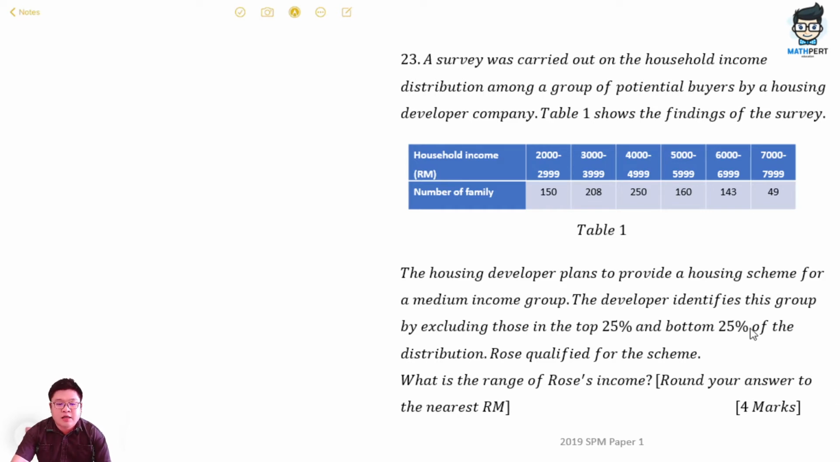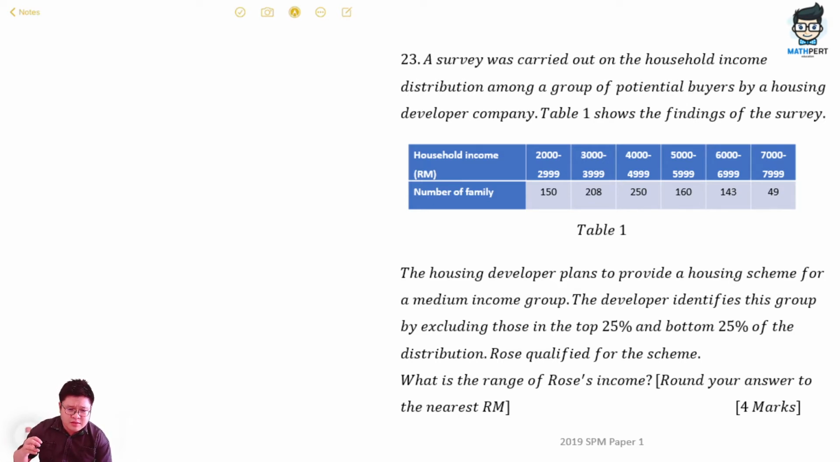Alright, first of all, this is a statistics question. So top 25% means the third quartile. Bottom 25% means the first quartile. So the first thing we need to find out is the total number of families that the housing developer company did the survey on.